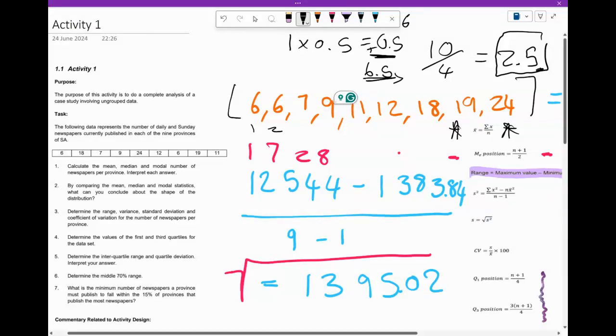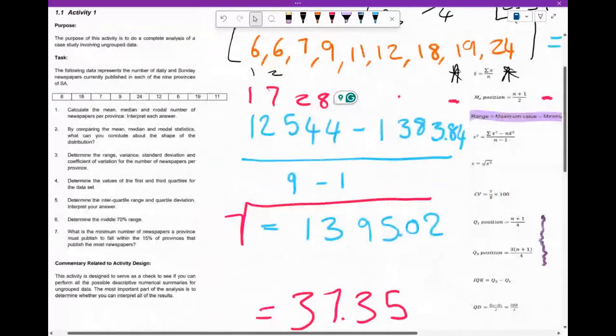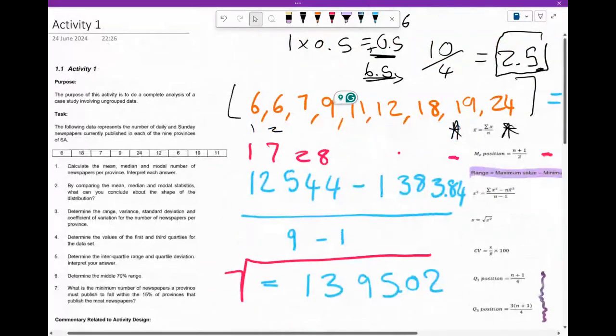Again, it's important for us to understand what it is that we're actually doing. We're saying 25% of our data is either equal to or less than 6.5. In fact, it should be less than, actually. So that is your first quantile. Can I move on to the next one? Okay. So we're following the same process.